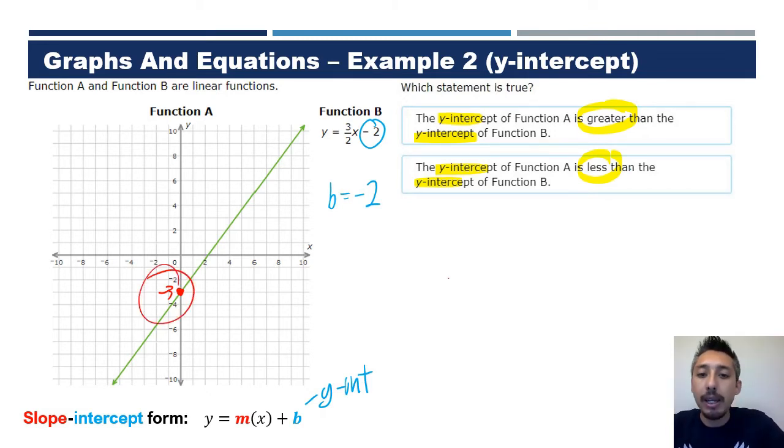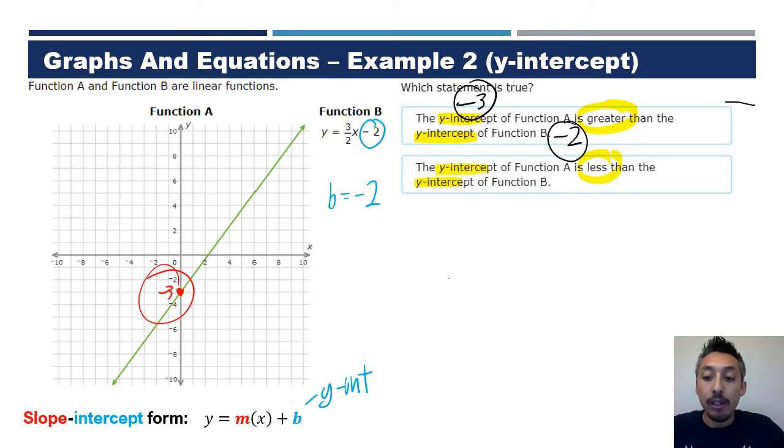So now let's look back at the question. The first option says the y-intercept of function a is greater than the y-intercept of function b. Well, let's just fill in what we found. We said that the y-intercept for function a is -3, and then the y-intercept for function b is -2. So let's reread that one more time. The y-intercept, so -3, is greater than -2.